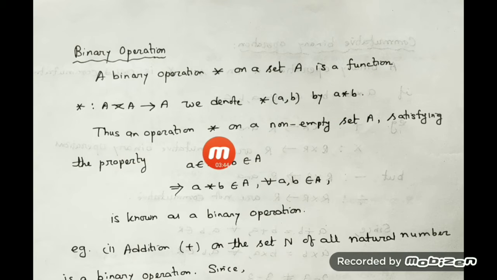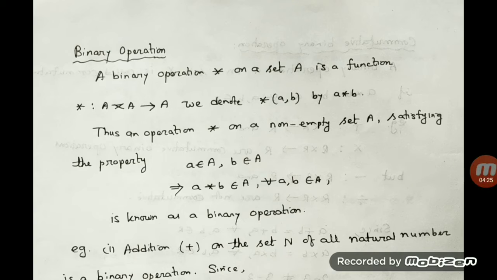So a binary operation star on a non-empty set A satisfies the property: small a belongs to capital A, and small b belongs to capital A. That means we are taking two elements from the set A. Under the operation star, if you get a star b again in the same set A, and it is true for all a, b belonging to A, then that operation star is known as a binary operation. And this property, a, b belongs to A implies a star b belongs to A, is known as the closure property. Hope you understand the meaning of binary operation.